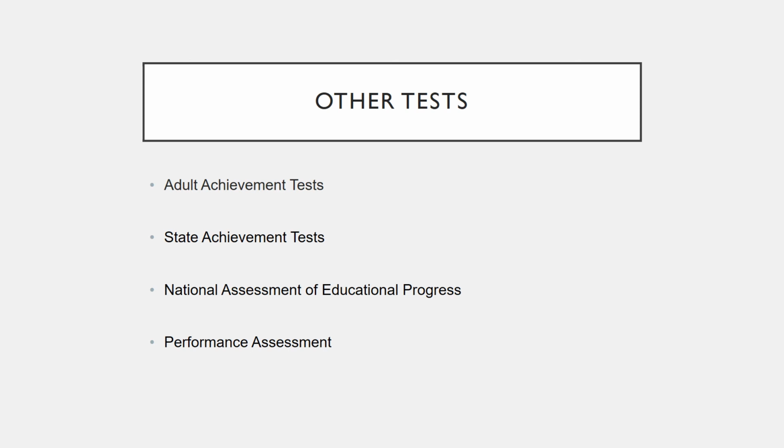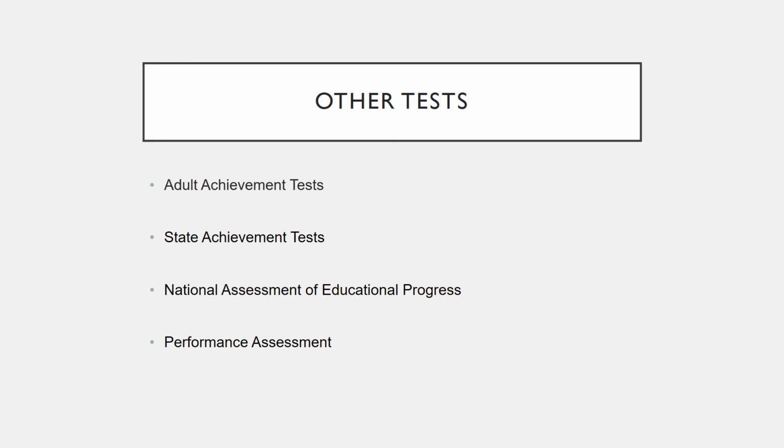And then there's the ABLE-2 or the Comprehensive Adult Student Assessment System or the CASAS. So there are some other adult achievement tests that can be used for job placement or for high school equivalency or access to resources, other kinds of things.